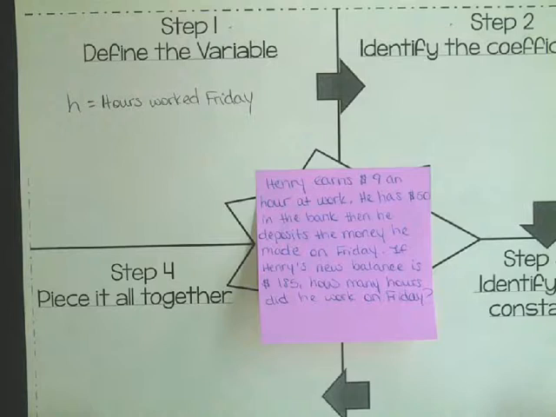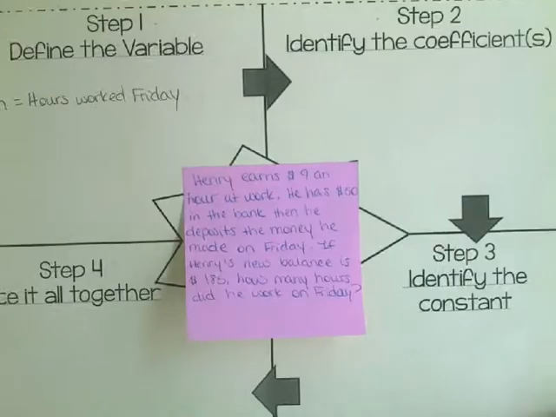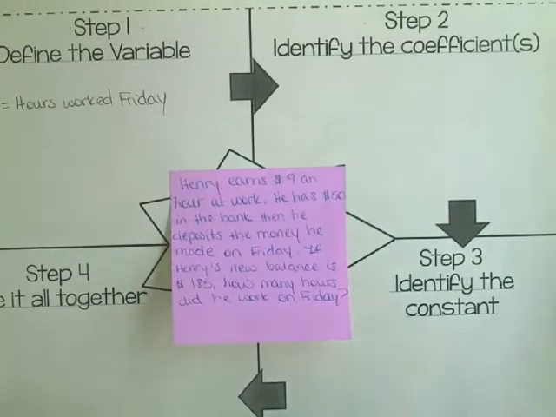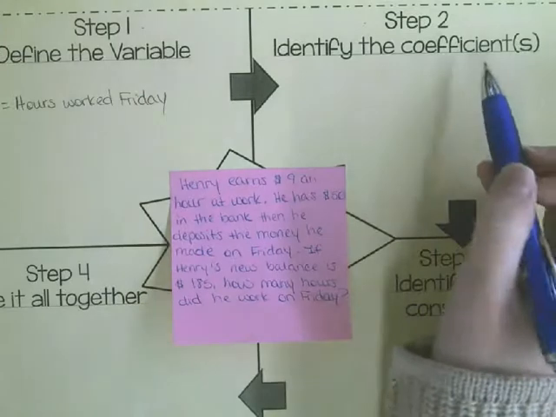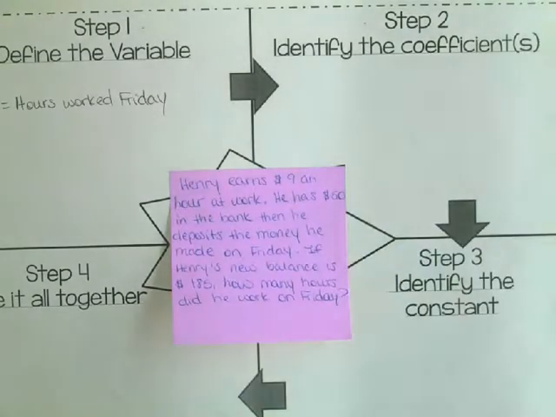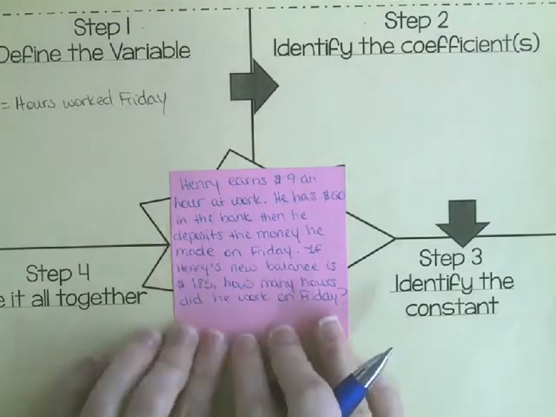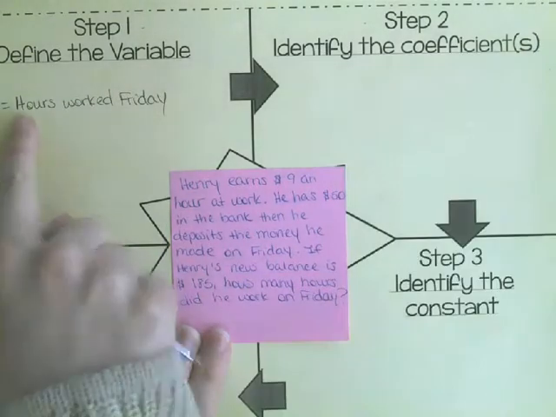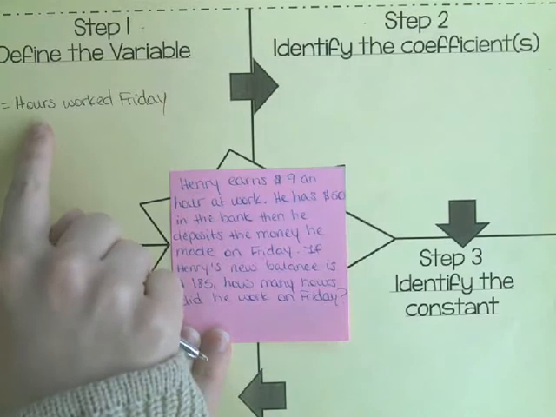Okay, now that we have that, we want to identify the coefficient. Remember, your coefficient is going to be the number that's right in front of your letter. It's the number being multiplied by the letter. So if I gave you 3x, 3 would be the coefficient because it's being multiplied by the variable. So, we want to think what would have to be multiplied times hours here.